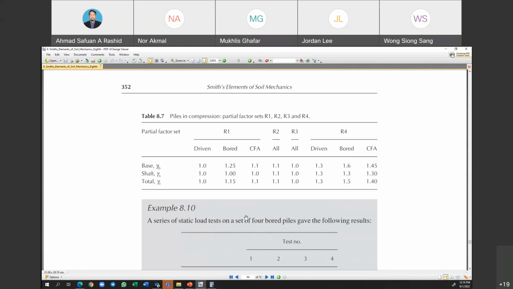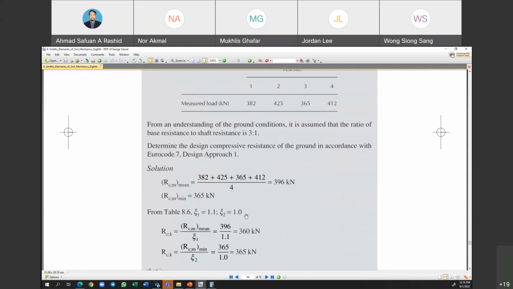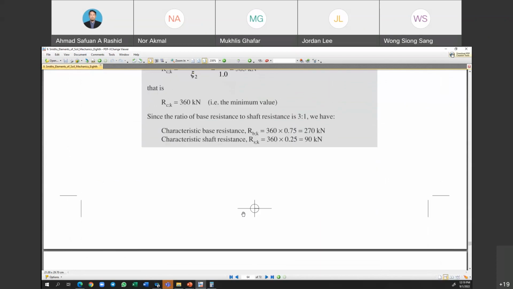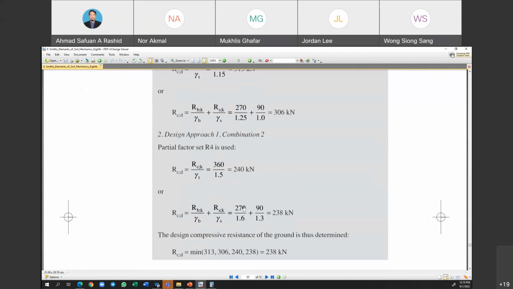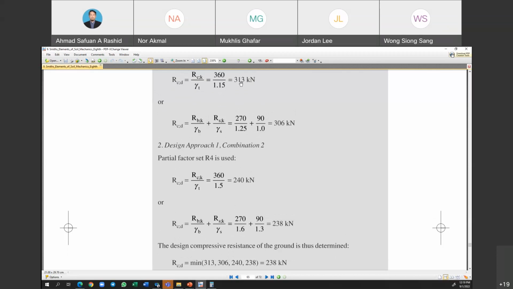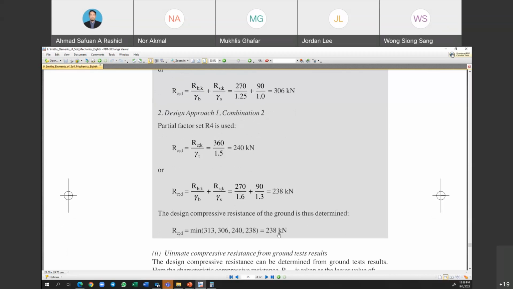R4 for the bored pile is 1.5, and the rest are 1.6 and 1.3. So the value is 238. Then the design resistance of the ground is determined from these values: 313, 306, 240, and 238. So later on, the Rcd that we use is 238.